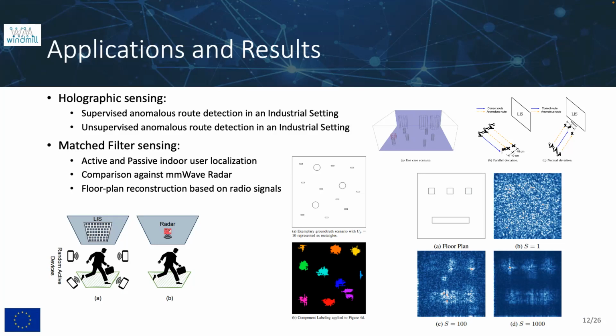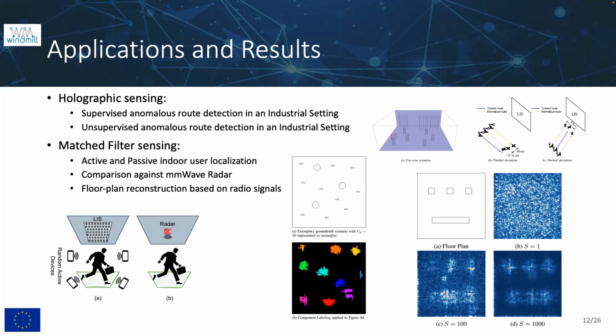So mainly for the holographic sensing, which is the power-based one, we have two main applications that we try. First is the supervised anomalous route detection in an industrial setting, and the second one is the unsupervised one that we'll develop in the next slide. But mainly, here is the scenario that we were simulating in the ray tracing. This red cylinder represents the robot. On top of this robot, it has a transmitter. And this robot is going to be moving either parallel to the LIS or in a normal direction with respect to the LIS, as we can see here.